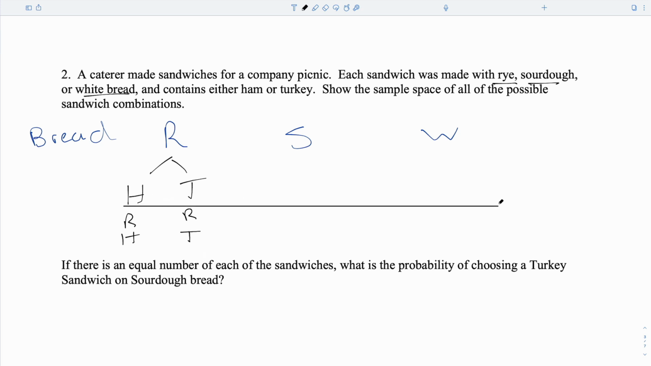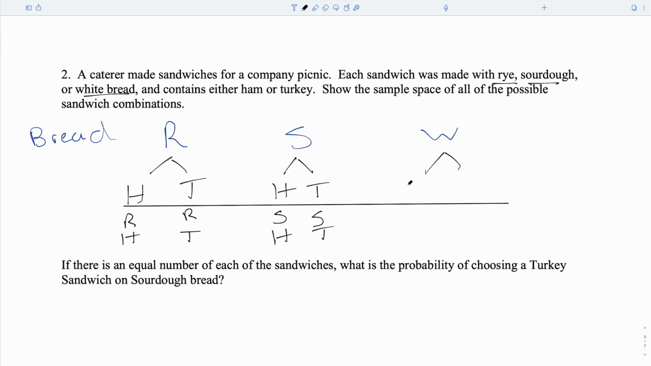Okay, let's move on to the sourdough. You can get either ham or turkey on a sourdough. So you could have sourdough ham or sourdough turkey sandwich. There's another option. You could have white bread, ham or turkey. So you could get white with ham, white with turkey. Those are your options. How many options are there, Blake? 1, 2, 3, 4, 5, 6.